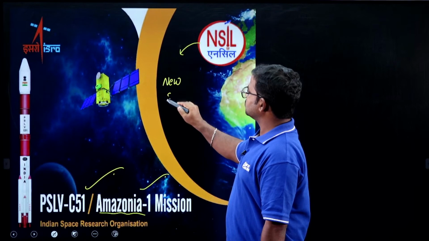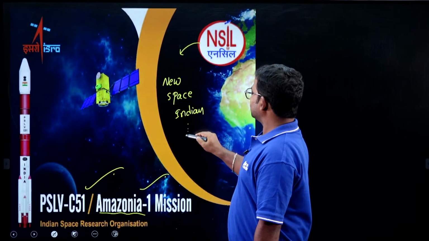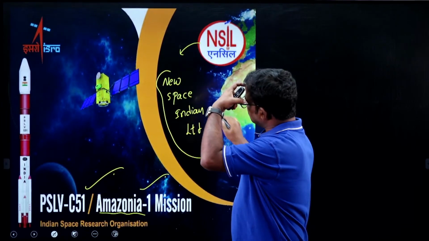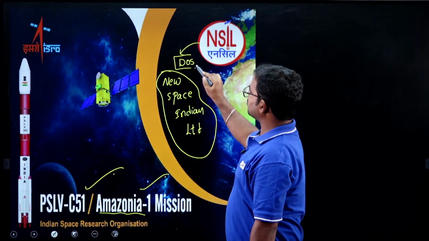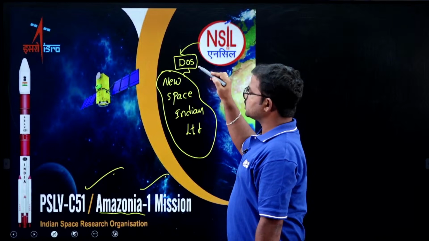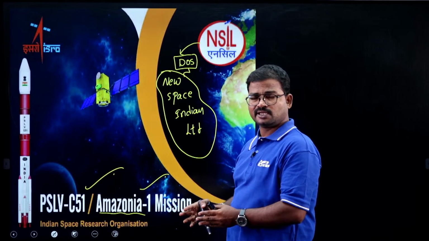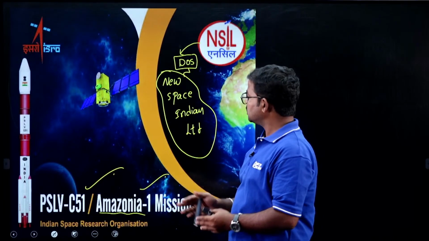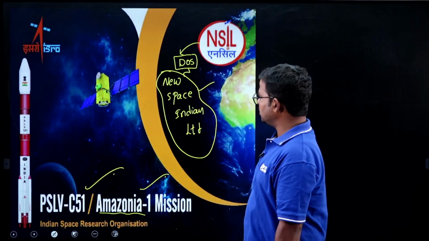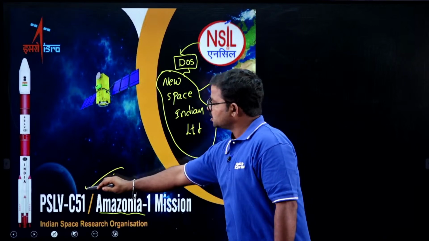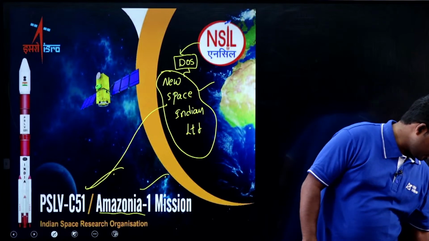New Space India Limited is one of the bodies under the DOS, the Department of Space. Under the DOS we have ISRO, NSIL, and some autonomous bodies as well. Different types of constituents exist. This is also one of the bodies under the control of the DOS. So this is the first dedicated mission for NSIL. You have to remember this type of information. So, next one.